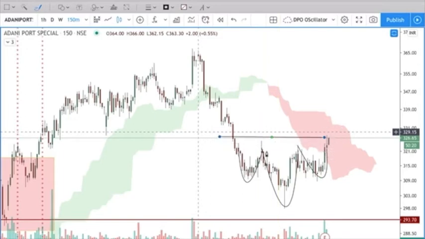Now if I were to join these two points, and I'll remove this line for once, if this point here and this point here are joined, then what you get is called a neckline. So let me just connect the two points, and now this line is called the neckline.